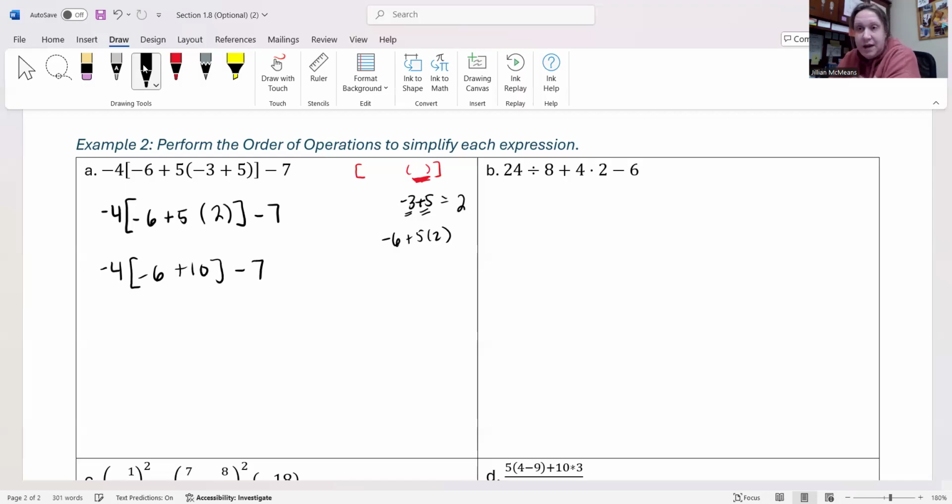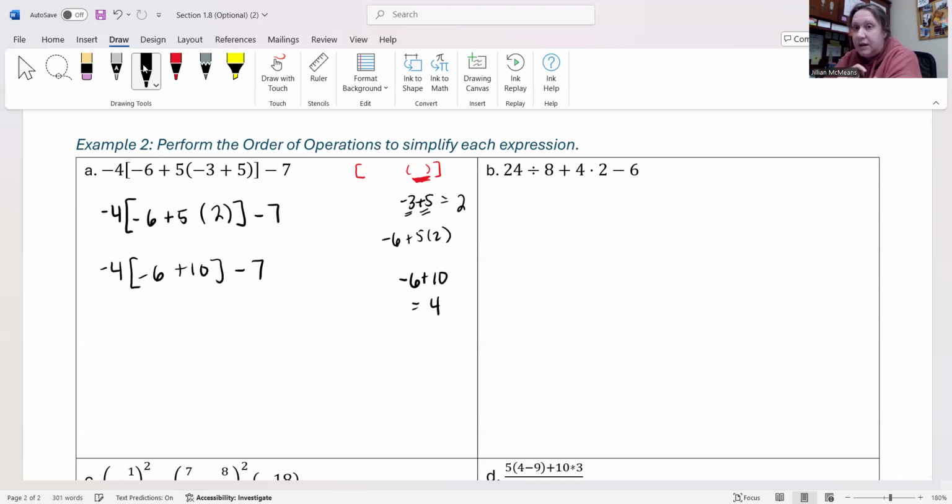And then don't forget that 7 that you're subtracting on the outside. So now inside the grouping symbols, the brackets, we have -6 plus 10. Well, -6 plus 10, again, we're adding two numbers that have different signs. So when you're adding numbers with different signs, you subtract their absolute values. So I want to take 10 and subtract 6, which is 4.